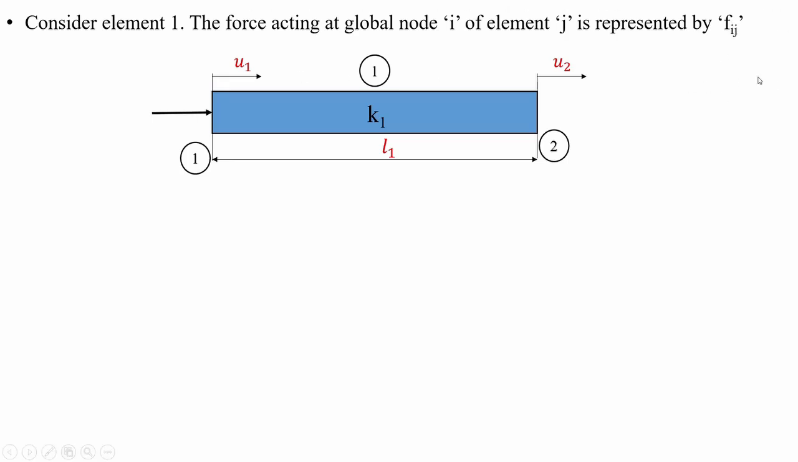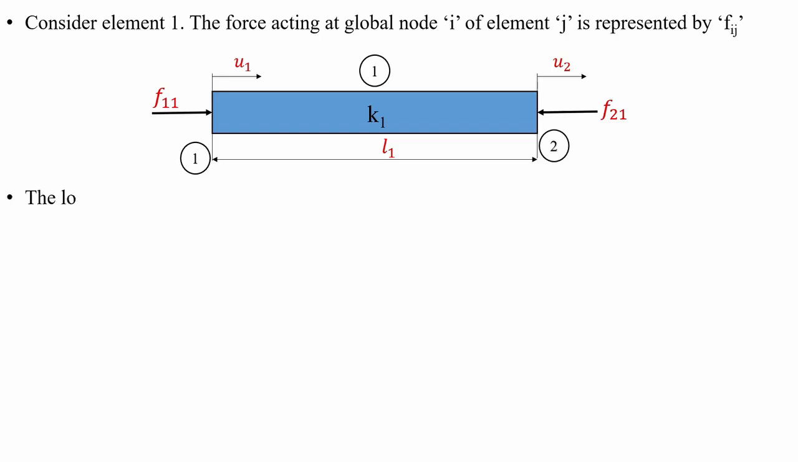Okay, so Fij for node 1, how can we write it? It is the force acting at global node I. The global node number is 1, and the element number J is 1. So we'll have F11 as the force acting at node number 1. Similarly, for node number 2 we can write F21. This is node number 2 of element 1, so the force acting at node 2 will be F21.